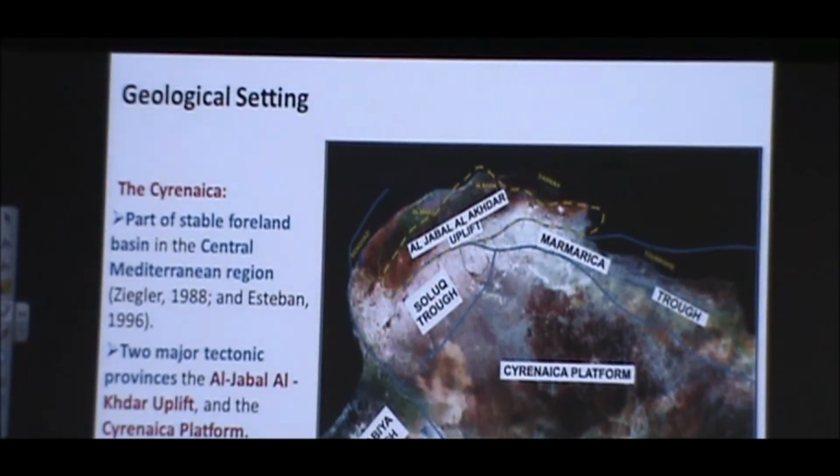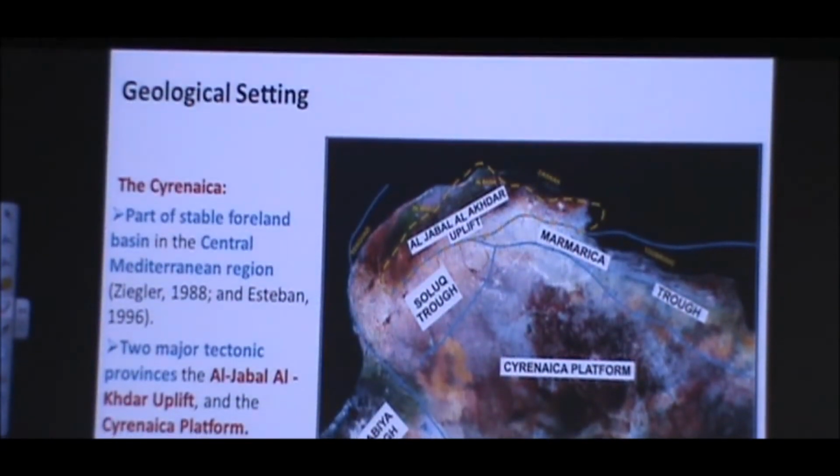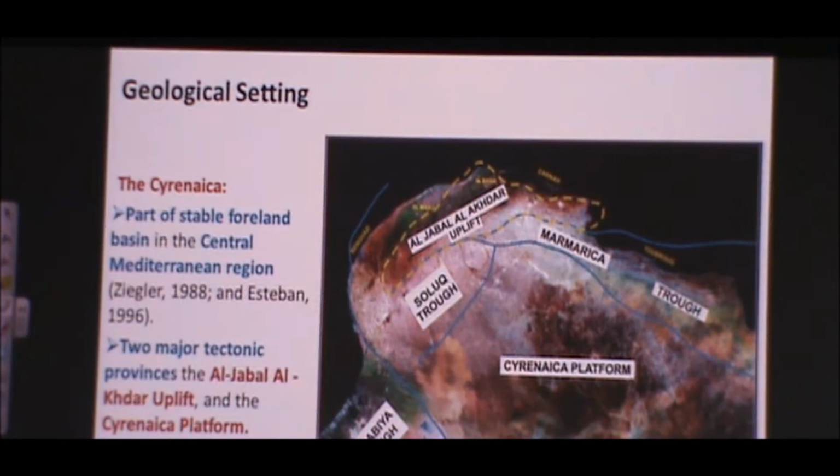This is the geological setting of the Cyrenaica. Cyrenaica is a stable platform in the central Mediterranean. And it has 2 tectonic provinces, Al-Jabal Akhdar north and Cyrenaica platform south. And it has 2 troughs, the Marmarica trough in the east and Sulug trough in the west. And the other good thing about the Cyrenaica, it's preserved structurally and sedimentologically because it escaped severe tectonics.